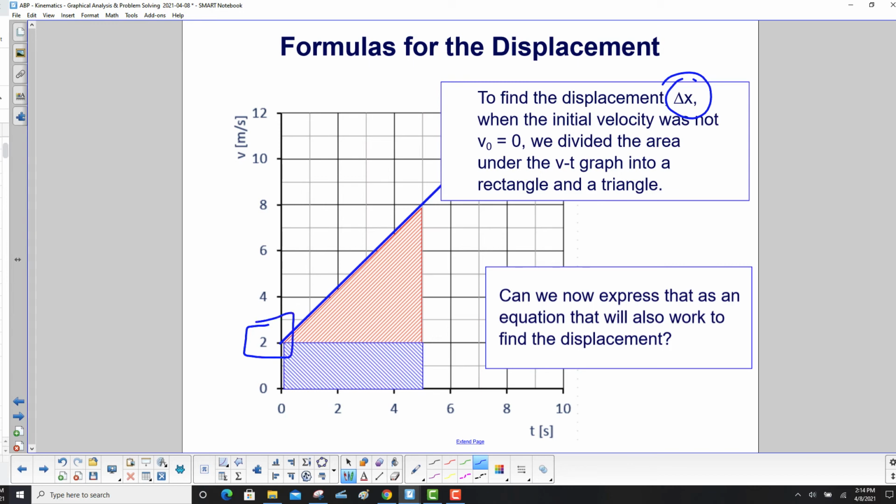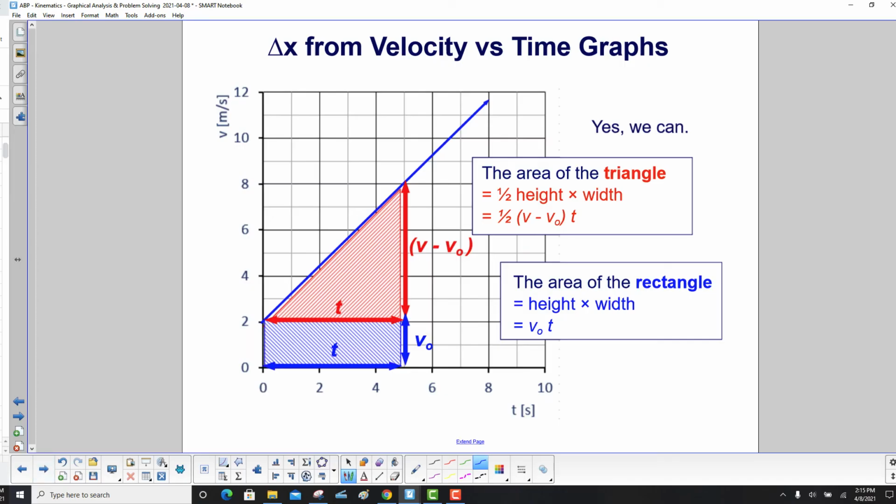To find the displacement, delta x, when the initial velocity was not v0 equals 0, right here you can read v0 is equal to 2 meters per second, we divided the area under the velocity-time graph into a rectangle and a triangle. Can we now express that as an equation that will also work to find the displacement? Well, yes we can, or we would not have asked the question.